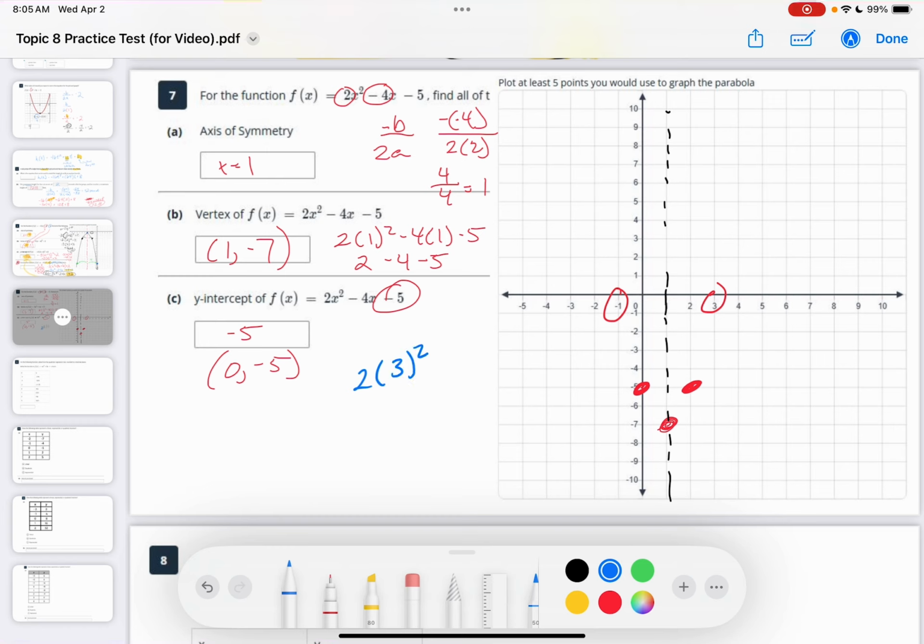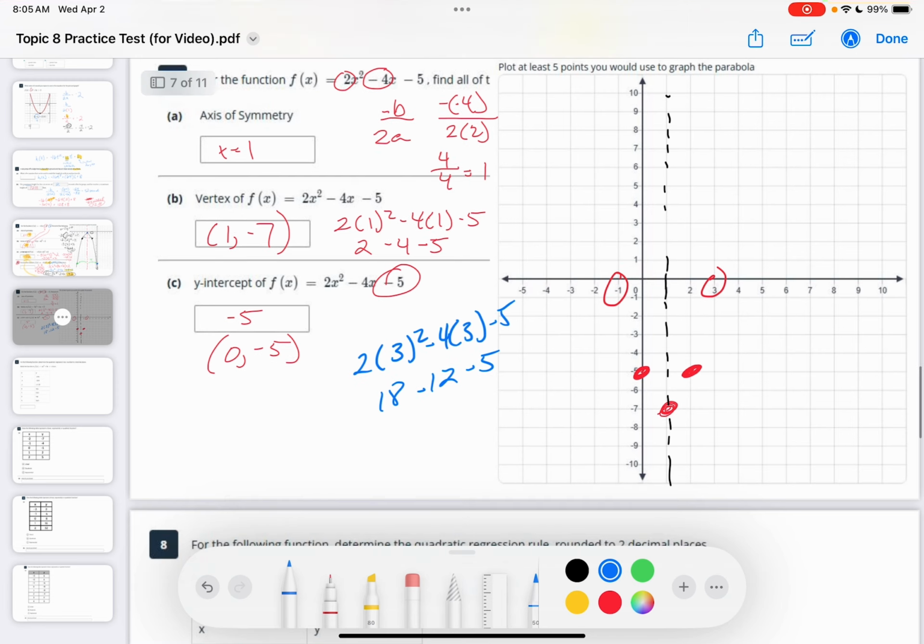2 times 3 squared minus 4 times 3 minus 5. 3 squared is 9. 9 times 2 is 18. 4 times 3 is 12. 18 minus 12 is 6. 6 minus 5 is 1. So 3, 1. Again, we can use that symmetry to get that next value, and we've got the makings of a quadratic that looks like that.